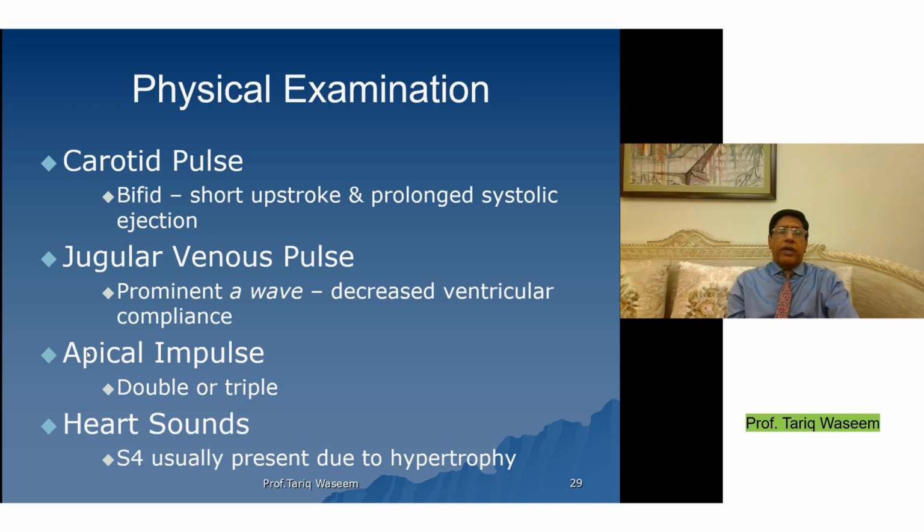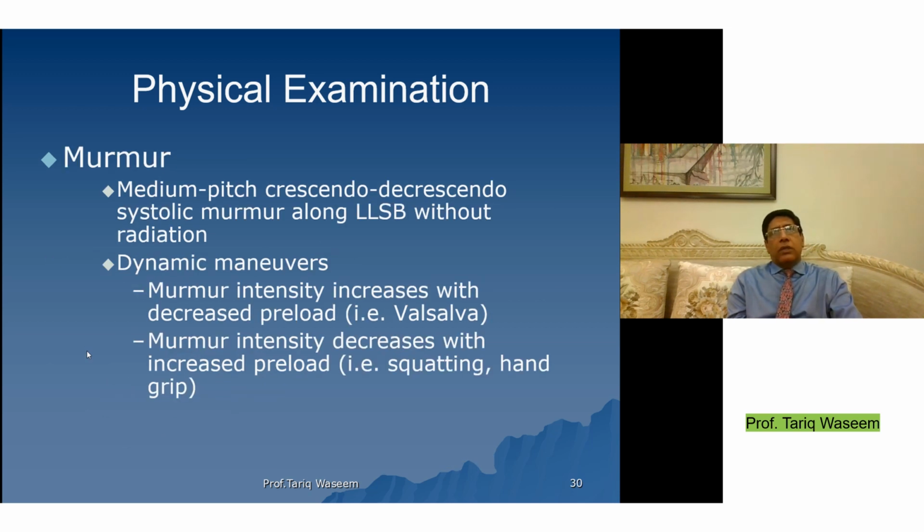The most common auscultatory abnormality is the fourth heart sound, but in addition there is a harsh systolic murmur, usually auscultated at the left upper second intercostal space. The murmur is of medium pitch. It's a crescendo-decrescendo murmur, at the left lower sternal border without any radiation. And if you ask the patient to perform a Valsalva maneuver or squatting, the murmur intensity increases. Another murmur which has a similar quality and a similar increase in intensity is due to mitral prolapse. But in that you may also auscultate a mid-systolic click in a patient with mitral prolapse, which is not auscultated in a patient with hypertrophic cardiomyopathy.